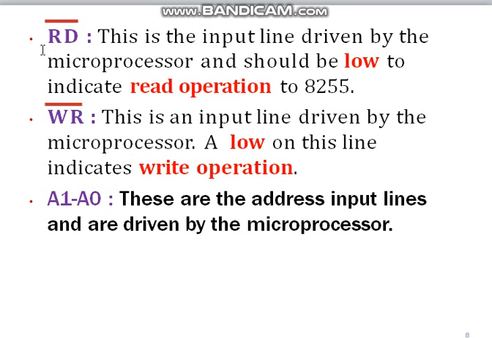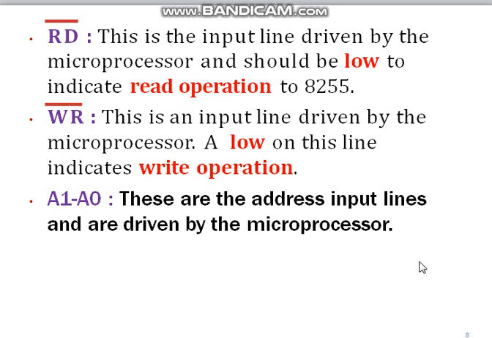So the role of a read pin and write pin. Read pin is used for read operation when it goes low. Write pin is used for write operation when it goes low. That is, reading data from your input-output device or writing data into your input-output device will be facilitated by 8255 when these pins are turned low.